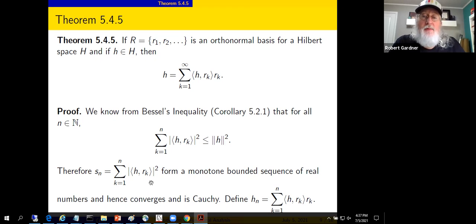We want to talk about this sequence. So we need to shift gears from this stuff with the coefficients to talk about H sub n, a sum from k equals 1 to n of the inner product of H with R sub k times vector R sub k, a partial sum for this thing here. So we're introducing these H sub n's as partial sums for this series, and we want to show the H sub n's have a limit of H.